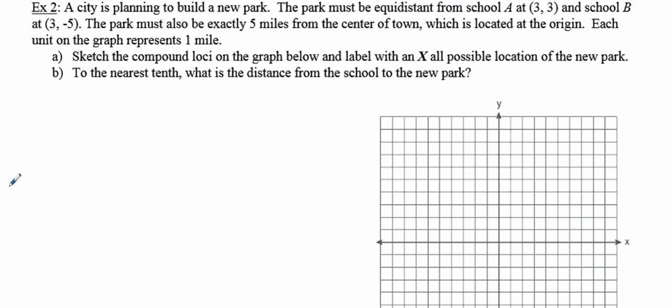Number 2 says a city is going to build a new park. This park that they're going to build is going to be equidistant from a school at point A with coordinates 3, 3, and a school at point B with coordinates 3, -5. The park must also be exactly 5 miles from the center of town, which is located at the origin. Each unit on the graph represents 1 mile. Part A says sketch the compound loci on the graph, label with an X all possible locations of the new park. Part B, I'm going to worry about later after I've taken care of Part A.